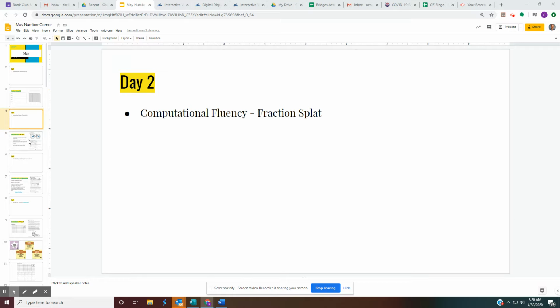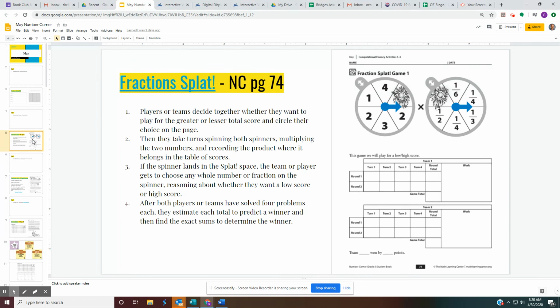You'll need page 74 in your Number Corner book. It'll have the game board, but there will also be other game boards made available to you on documents that you have for your assignments, just in case you want to play this again or do this with another friend and play more rounds. Okay, so this is how your board looks in your Number Corner book.